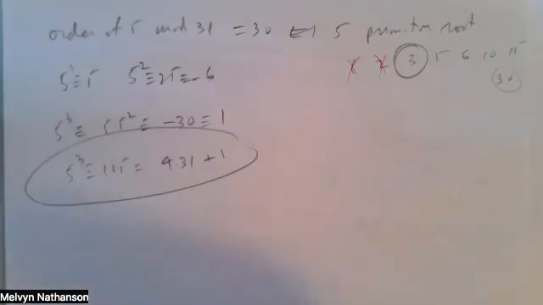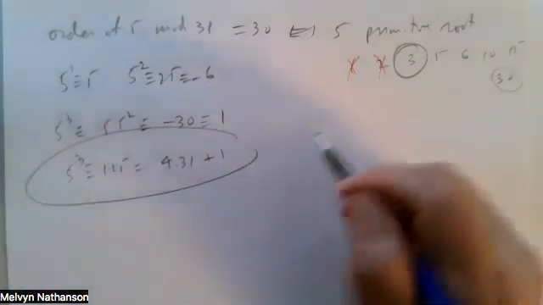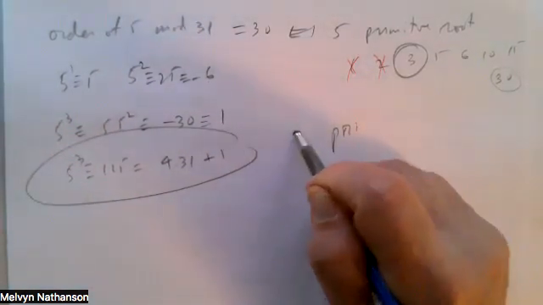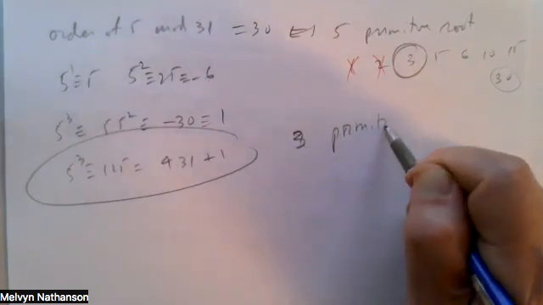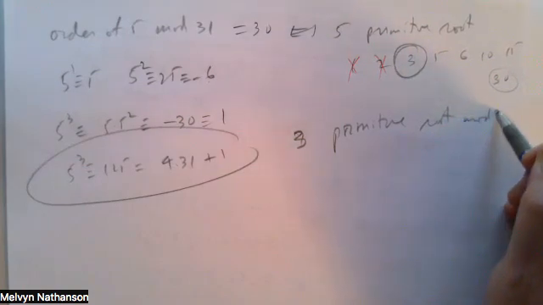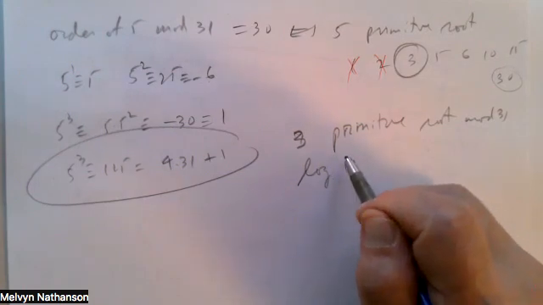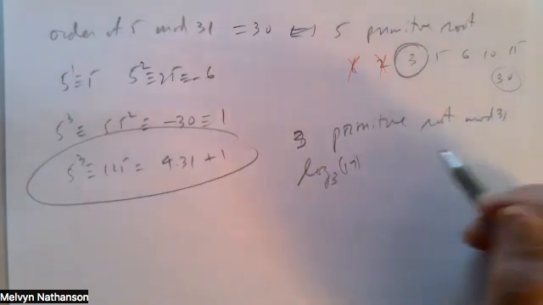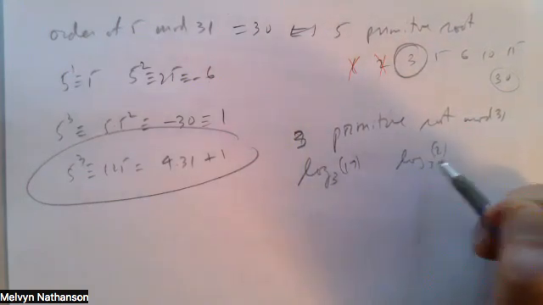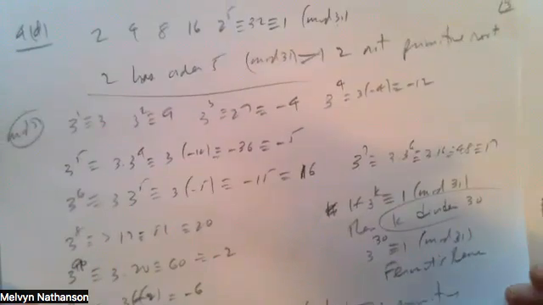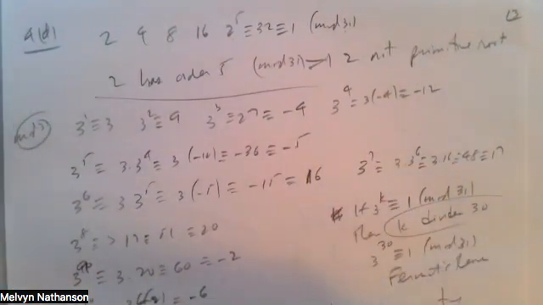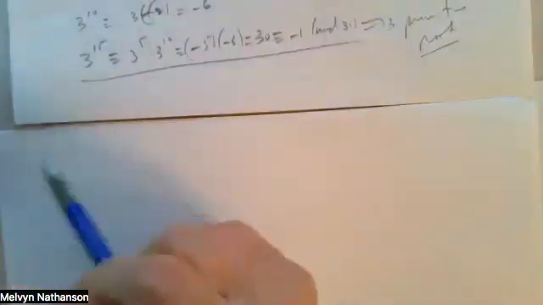And the last part was to compute some discrete logarithms. 3 is a primitive root mod 31. And we want to compute the log of 17 to the base 3, mod 31, and the log of 2 to the base 3, mod 31. So let's see, on the previous page, I had computed some powers of 3. So let me start to make a list of them.